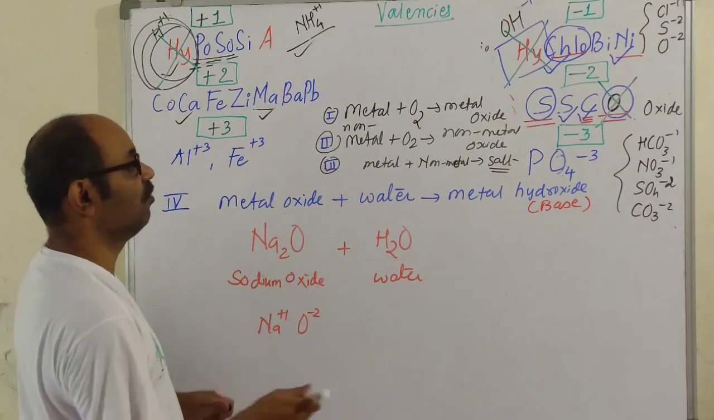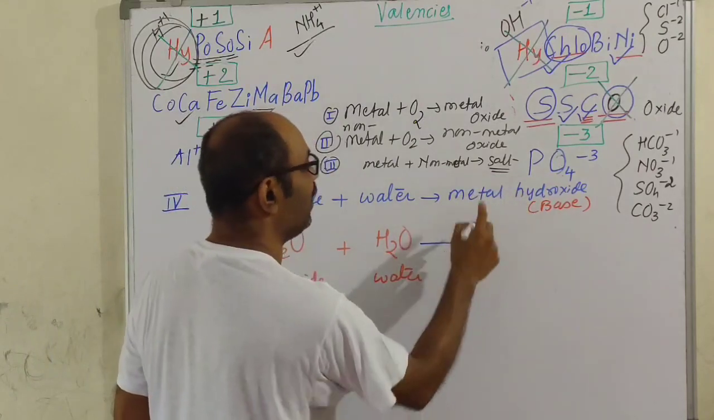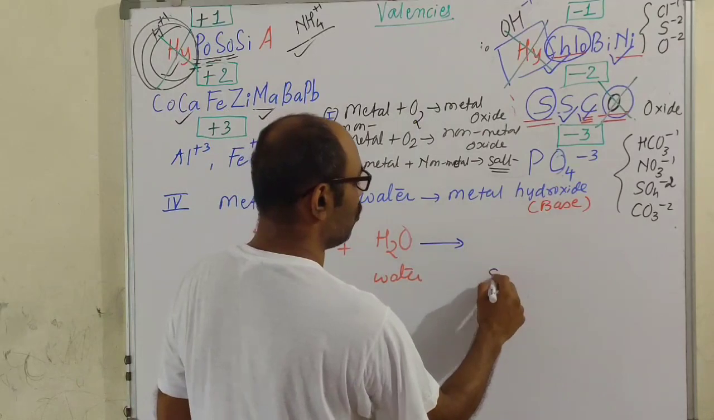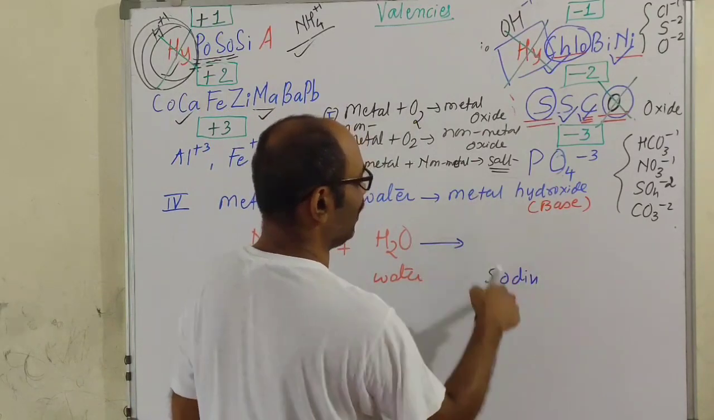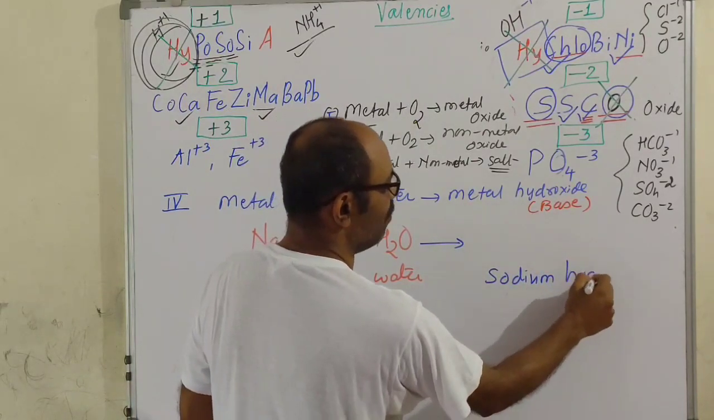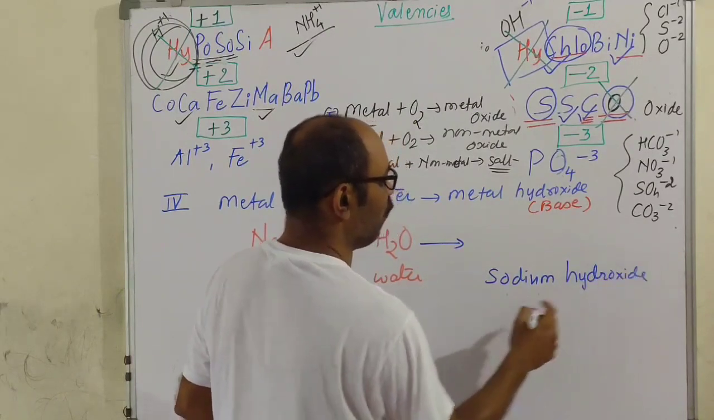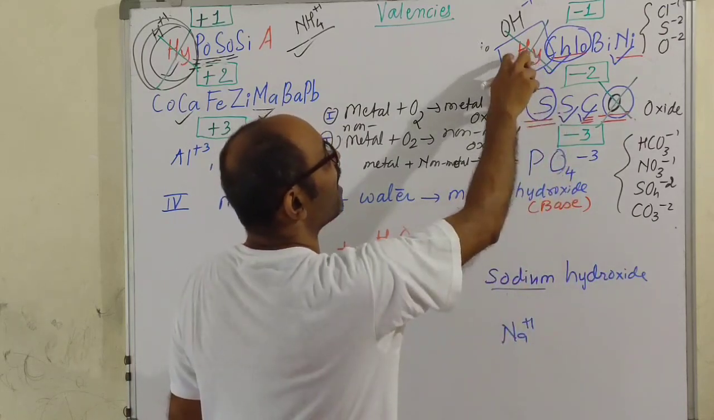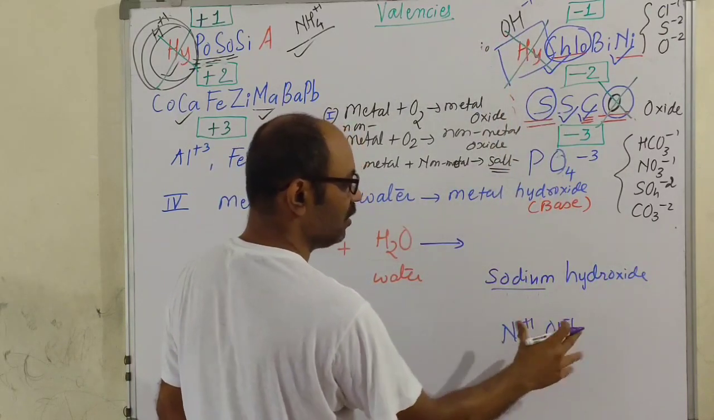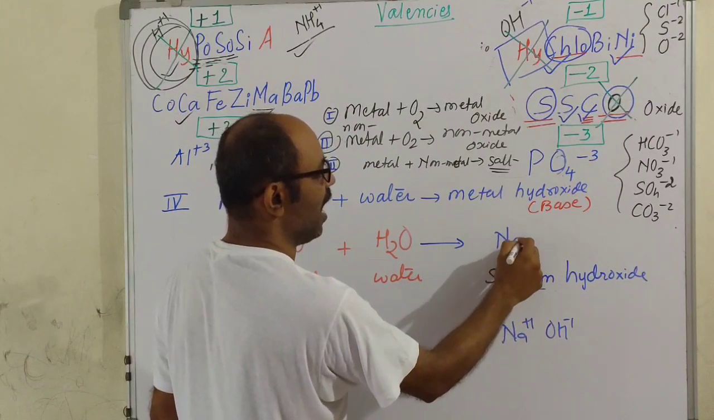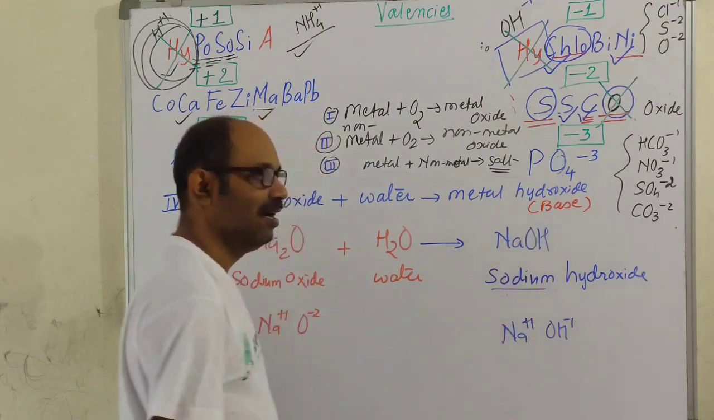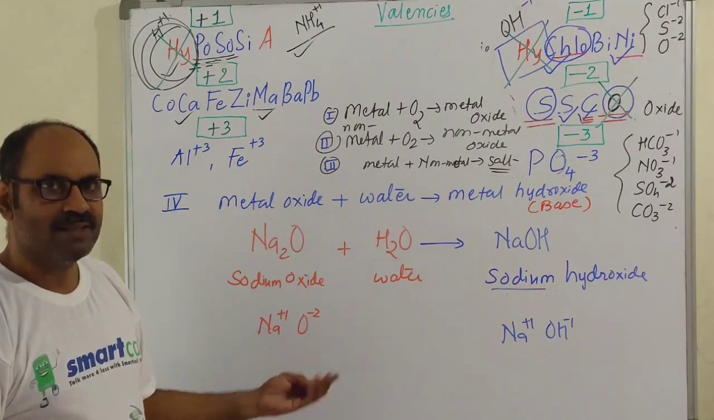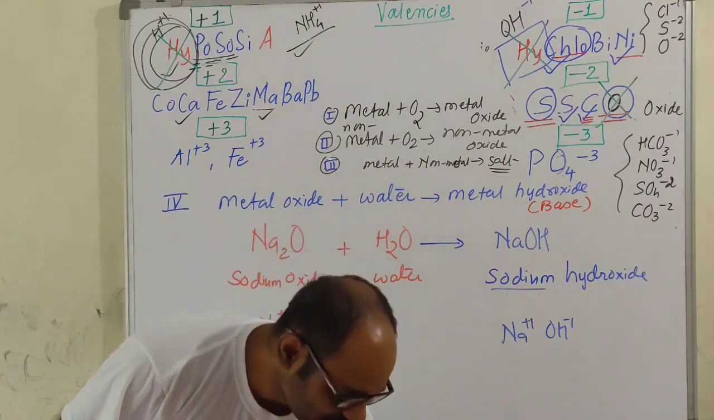Correct? What are you going to get? Metal hydroxide. Which metal is present here? Sodium. So which will be the base? Sodium hydroxide. Sodium is Na plus 1 ion, and hydroxide is OH minus 1. Join them directly, so that gives you NaOH. Are you getting me? So this is how you got sodium hydroxide.